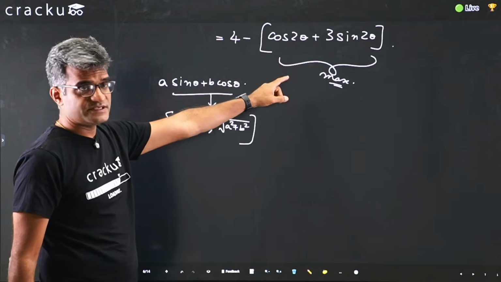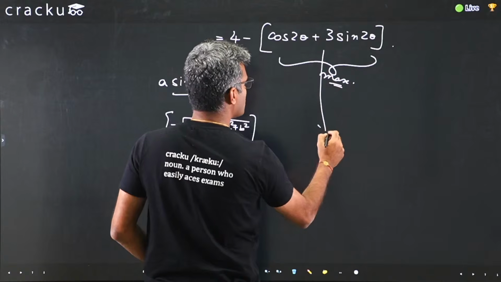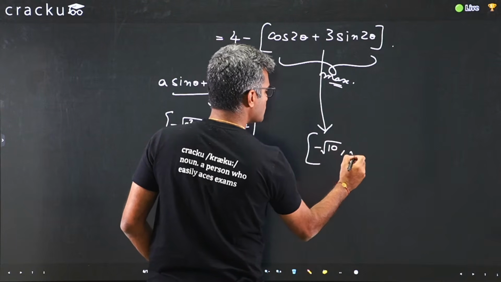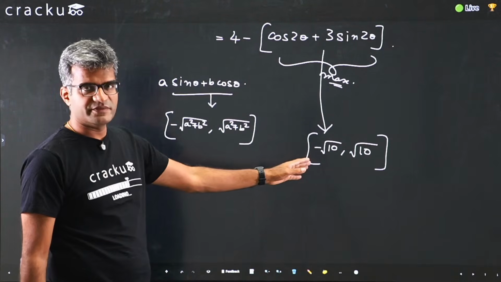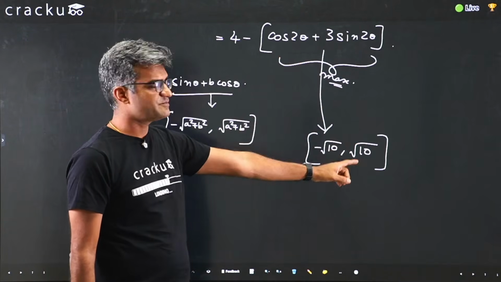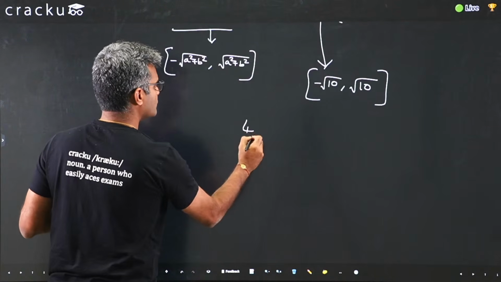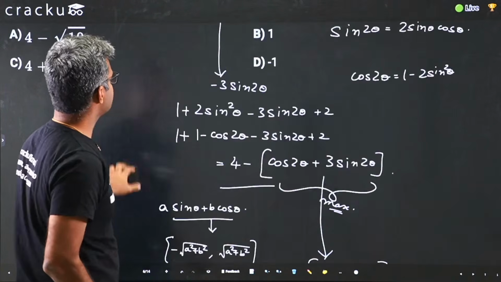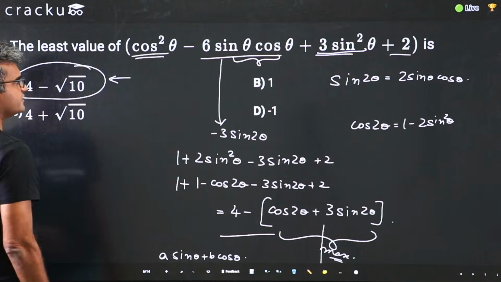So in this particular case, cos 2 theta plus 3 sin 2 theta will always lie between minus of square root of 10 to plus of square root of 10. So the minimum value of the expression in the bracket is minus square root of 10. Maximum value is plus square root of 10. So the minimum value of 4 minus that will be 4 minus square root of 10. So the answer for this particular question will be option A, which is 4 minus square root of 10.